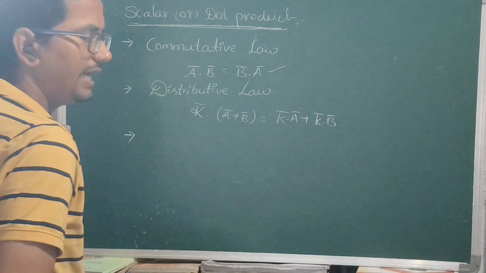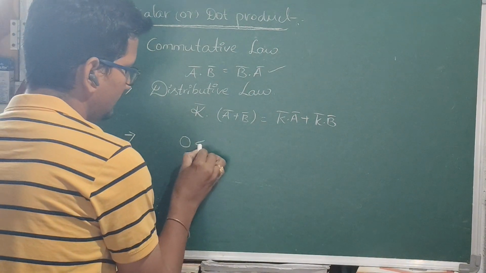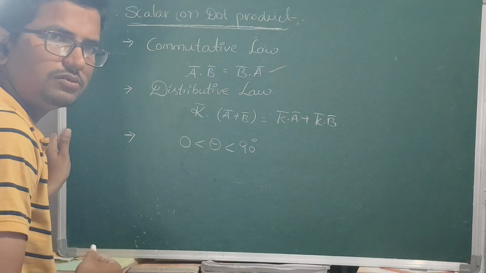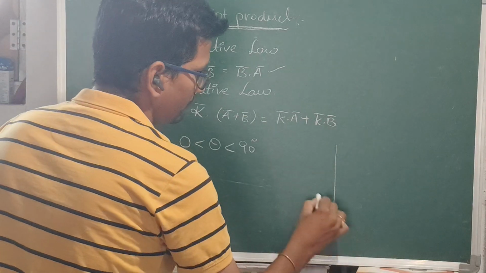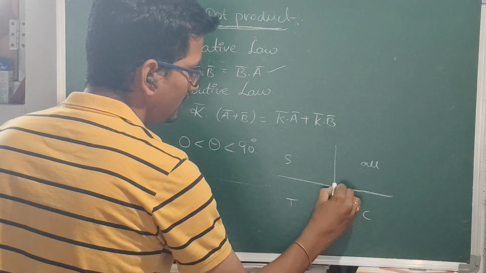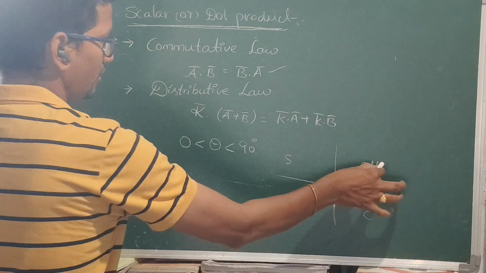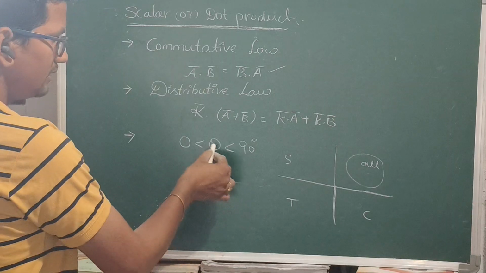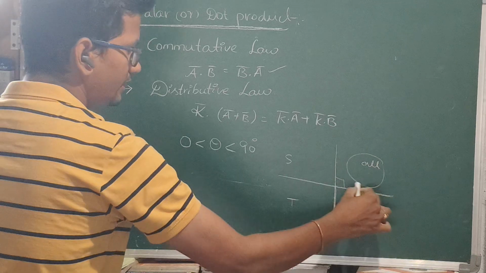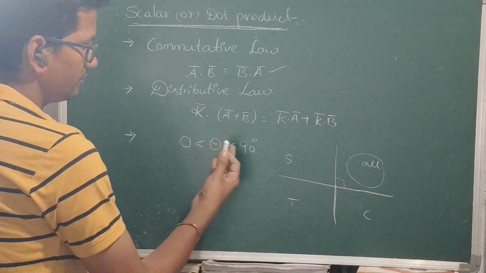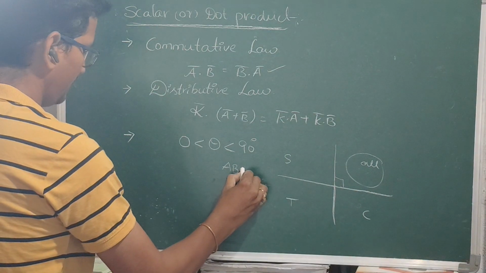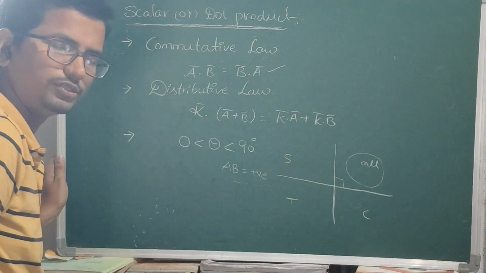Next one, if the angle between them is 0 less than theta less than 90 degrees, what does that mean? It's only the first quadrant. See, we know the four quadrants, all silver teacups. All are positive. That is 0 to 90, up to here. In this quadrant all are positive, yes or no? That's why AB cos theta, cos theta is also positive. So AB cos theta, we got a positive value.